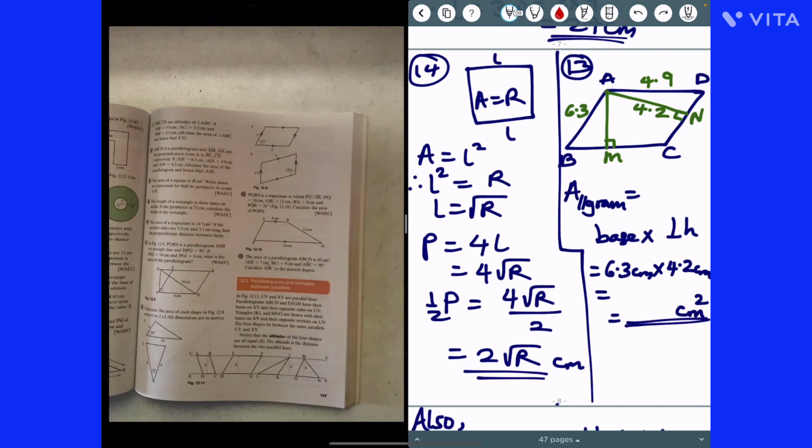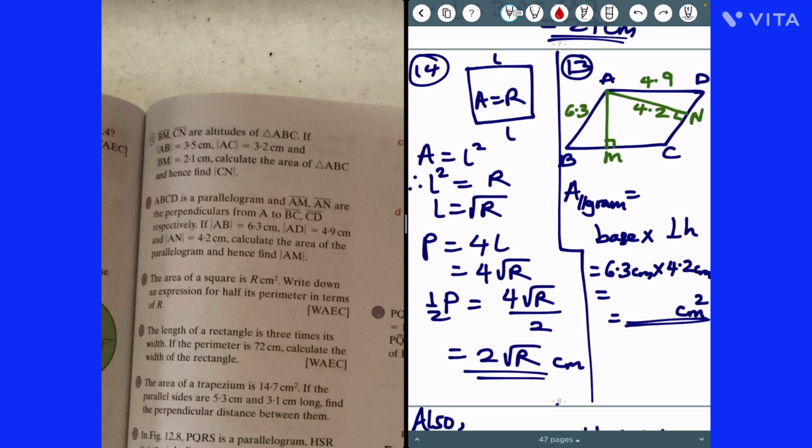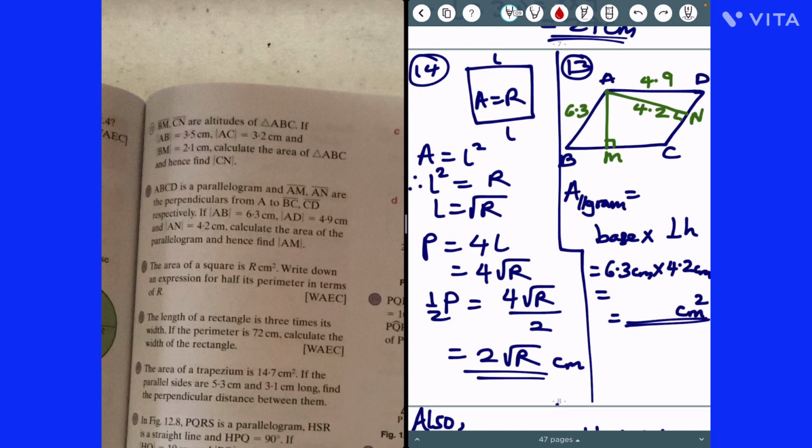In question 13, we are told that ABCD is a parallelogram, and AM and AN are perpendiculars from A to BC, and from A to CD. If AB is 6.3, you can see in the diagram, AD is 4.9 and AN is equal to 4.2, calculate the area of the parallelogram and hence find AM. This is a simple question.